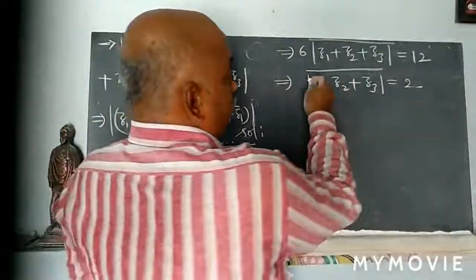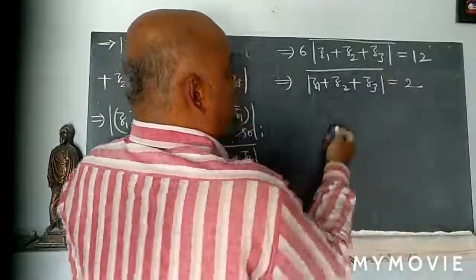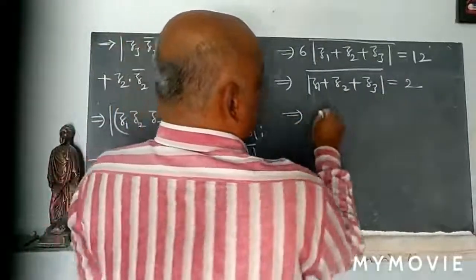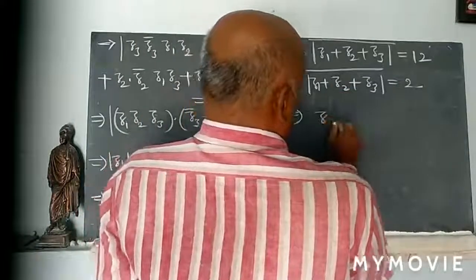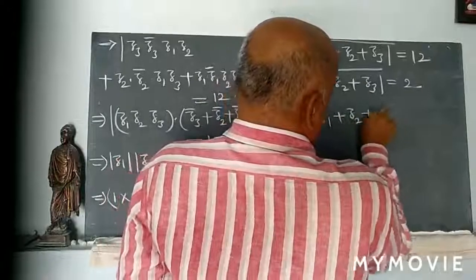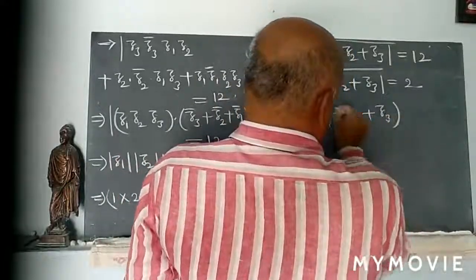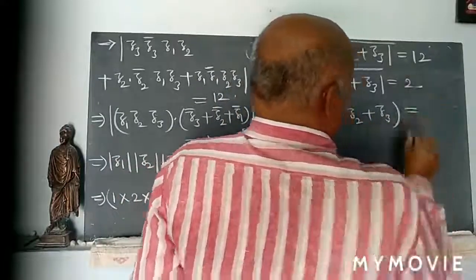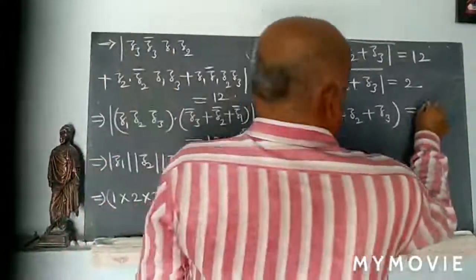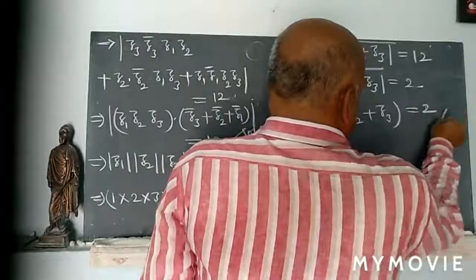Taking conjugate on both sides. The conjugate of a complex number is the complex number z1 + z2 + z3, and the conjugate of a real number is again a real number. So the answer is 2.